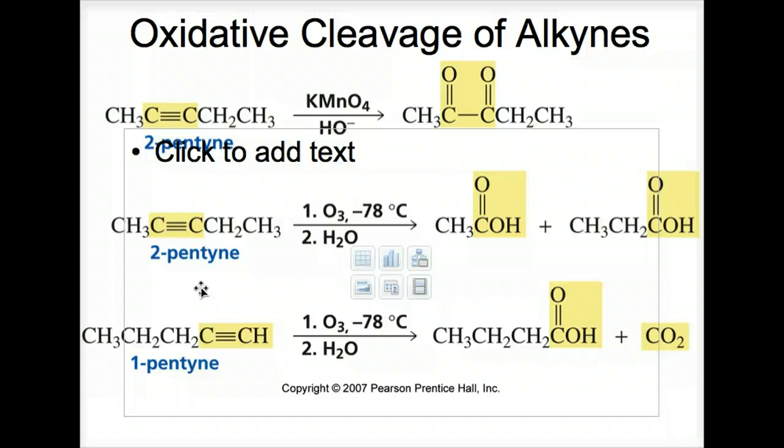Okay, let's now look at oxidative cleavage of alkynes. The same reagents that oxidize alkenes also oxidize alkynes. They are oxidized to diketones by a basic solution of potassium permanganate at room temperature. They are cleaved by ozonolysis to carboxylic acids, as you can see in B, or in the second and third reactions shown here.